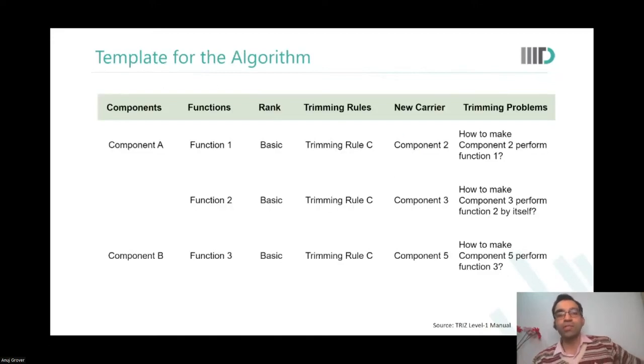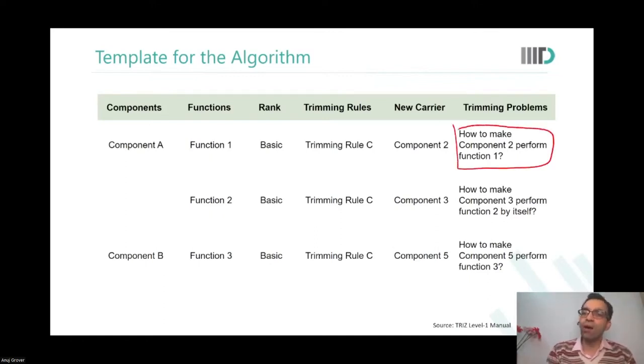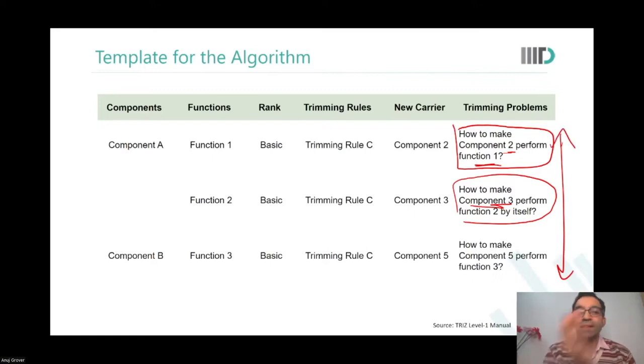So what we really need to do is define what are called trimming problems. How to make component 2 perform function 1. How to make component 3 perform function 2 by itself. So at the end of this trimming exercise, you will have a long list of trimming problems which would be simpler than the initial problem that was provided to you.